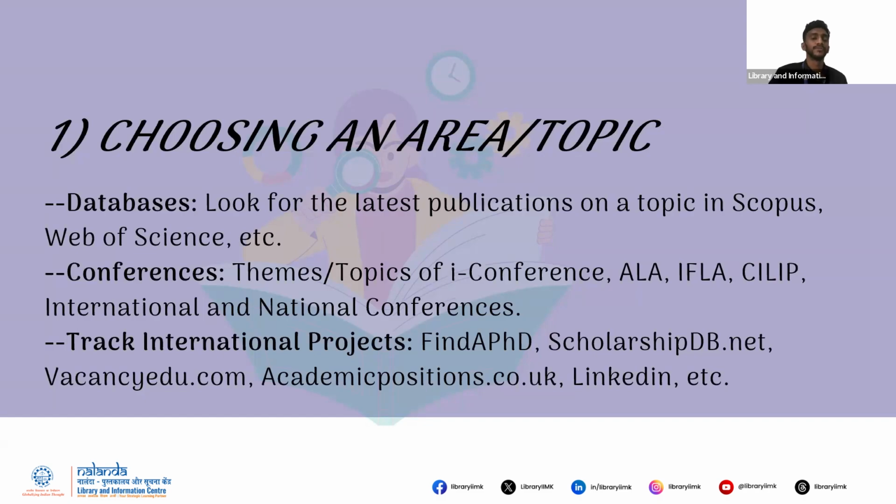What are the ways we can get an idea about an area or a topic of interest? In Nalanda, we have access to a lot of databases. Two such databases are Web of Science and Scopus. These are bibliographic databases which index millions of articles from thousands of journals. So this is one way. Using keywords, you can filter out the latest publications. It's one method.